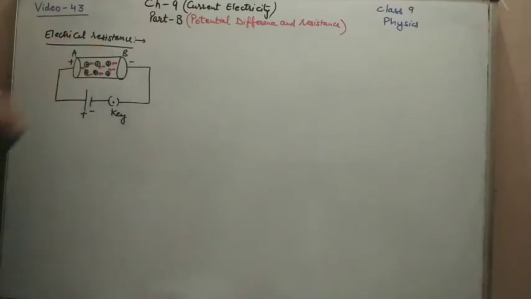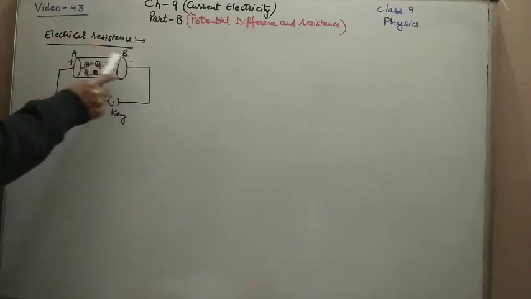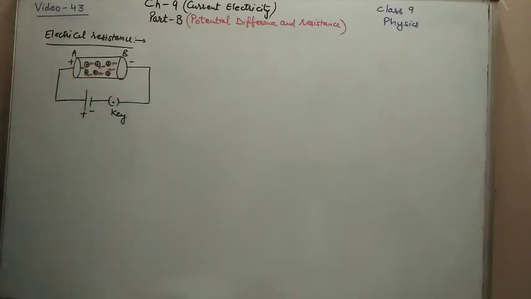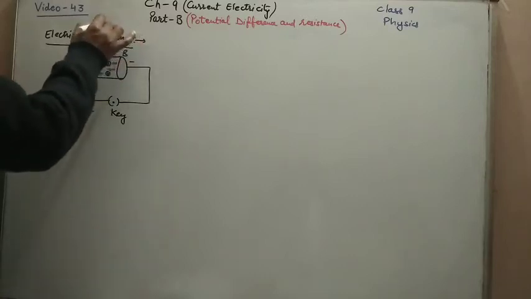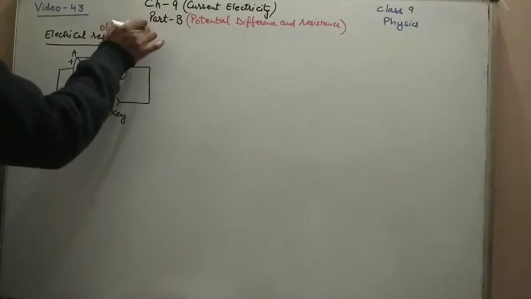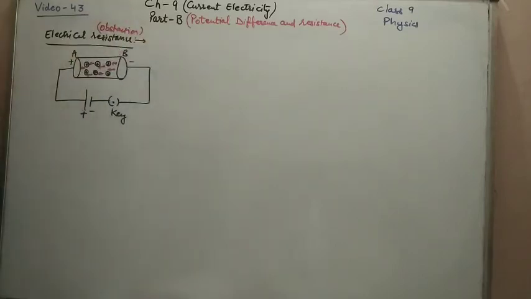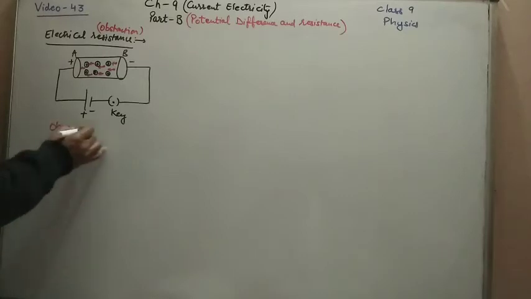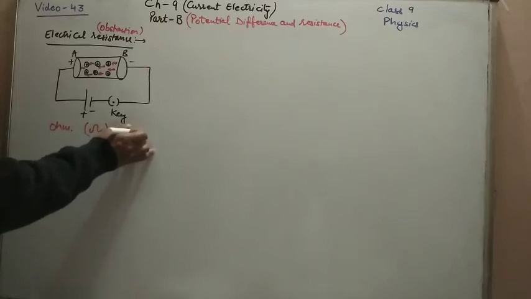Their motion will get slow. But still this negative potential is there to boost up the electrons, and these electrons will drift from B end towards A end. That's why the material which will offer certain obstruction to the flow of current is called resistance. The SI unit of resistance is ohm, and it is denoted by this symbol, omega.